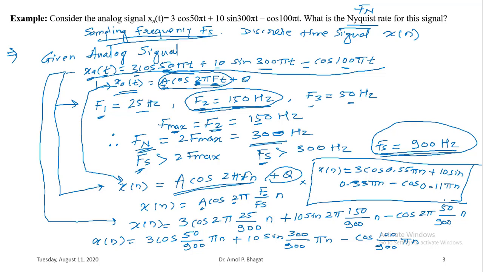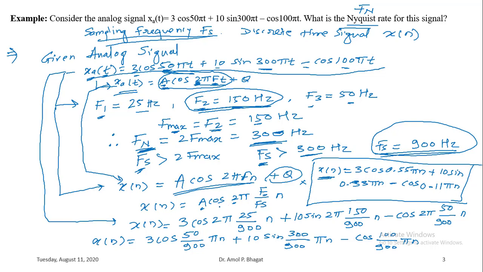Okay, so in this example, what we have seen, in this problem we have identified the Nyquist rate Fn, which is nothing but 300 hertz. We have identified sampling frequency. We can select any frequency greater than 300 hertz as sampling frequency. So therefore we have taken sampling frequency as 900 hertz, right? And we identified the discrete time signal, that is x of n, from the given analog signal.